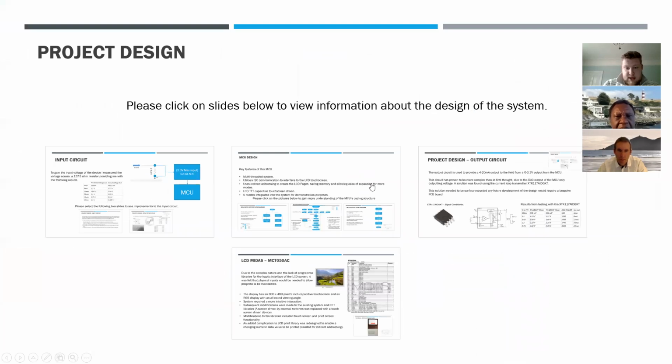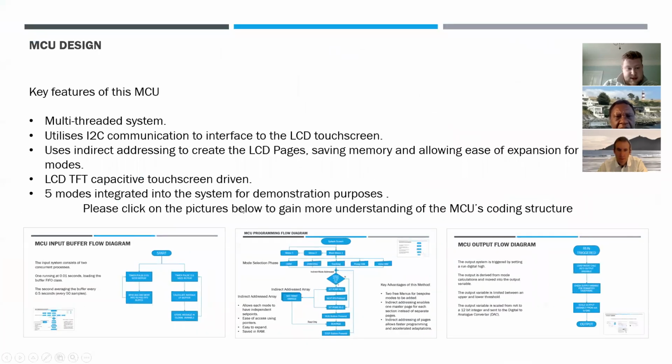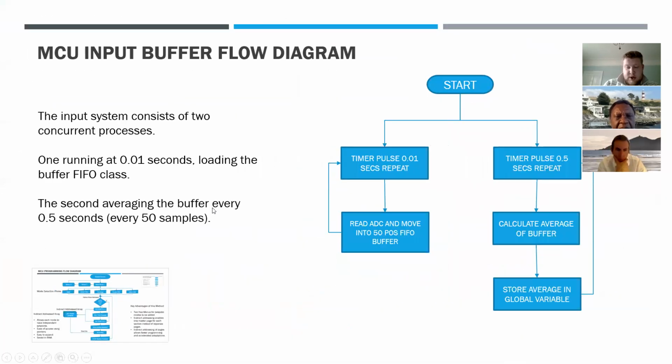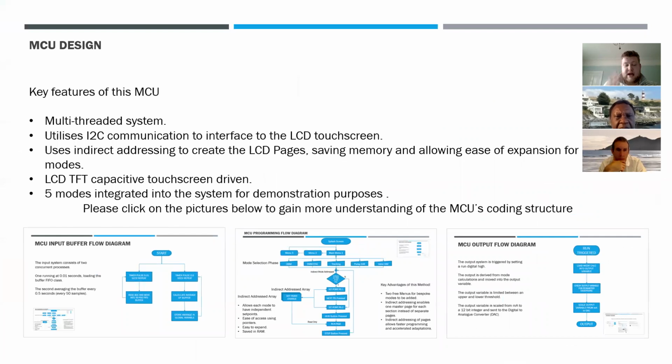Now going to the MCU design. Like I just said, after the ADC, it goes to the MCU. A key feature of this MCU is that it's a multi-threaded system. I'm utilizing a TFT capacitive touch LCD, fully touchscreen. And what I really want to put across is that with this LCD, I've managed to use indirect addressing, which saves a lot of memory and allows ease of expansion. So I'll just go over those.